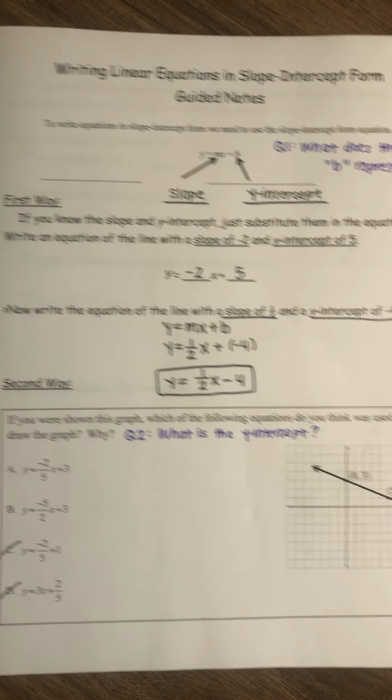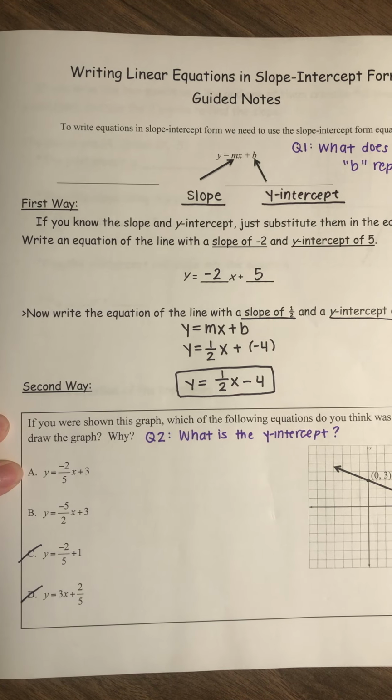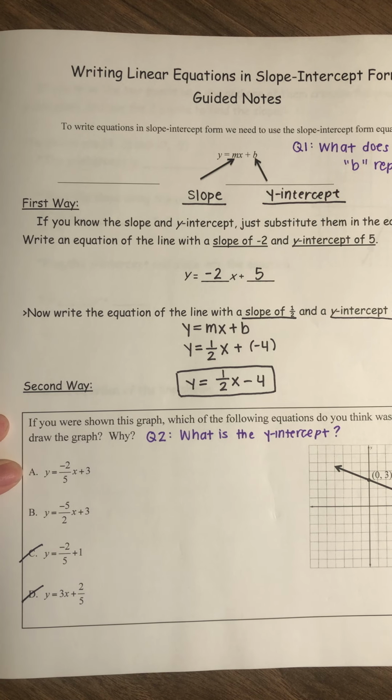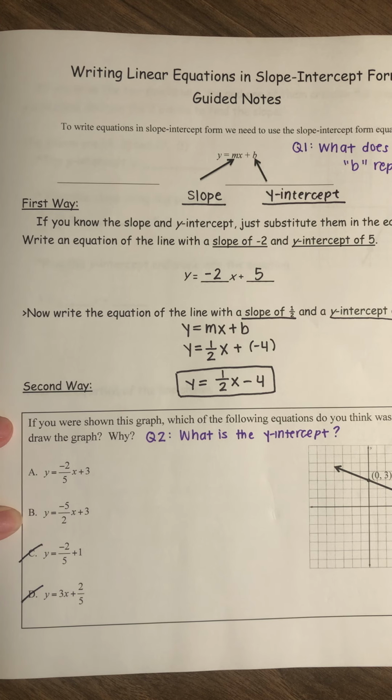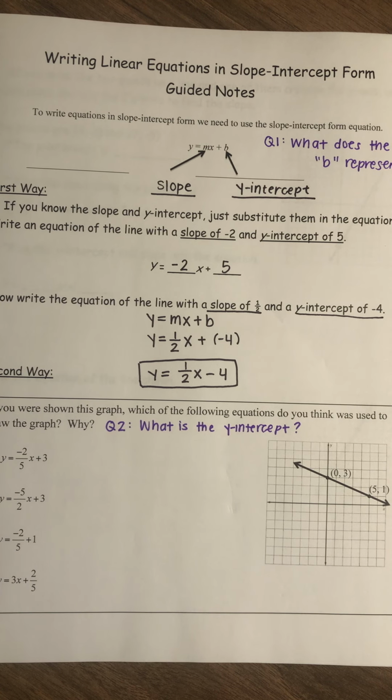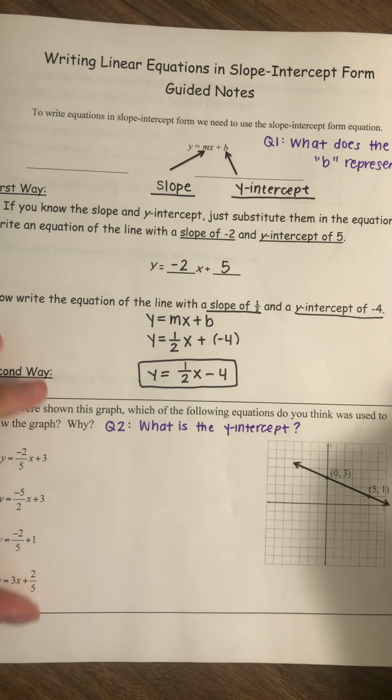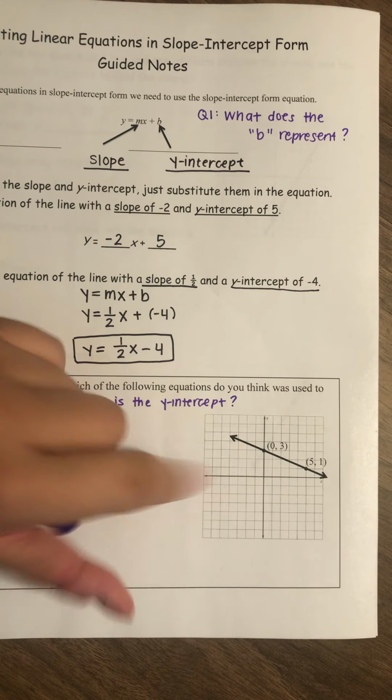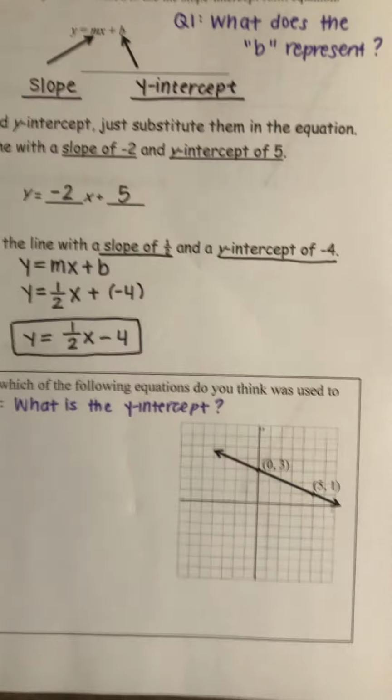So now we have these two options left. y equals negative 2/5 x plus 3, and y equals negative 5/2 x plus 3. Now I need to figure out the slope. I have my y-intercept, which is 3. I now need to figure out my slope. So I'm going to go ahead and look at this line right here.